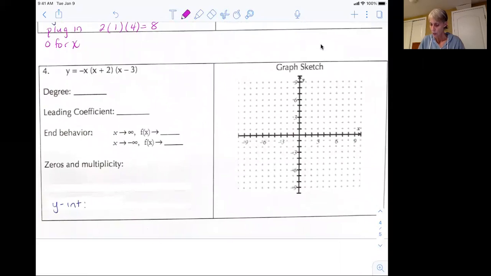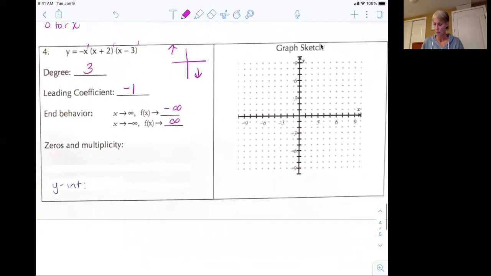Our degree. So my x occurs once, that factor occurs once, that factor occurs once. So my degree is 3. My lead coefficient, the number out in front, is -1. My end behavior here, my degree is odd and my lead coefficient is negative. So my end behavior goes like that. As x goes to infinity, f of x goes to -infinity. As x goes to -infinity, f of x goes to +infinity.